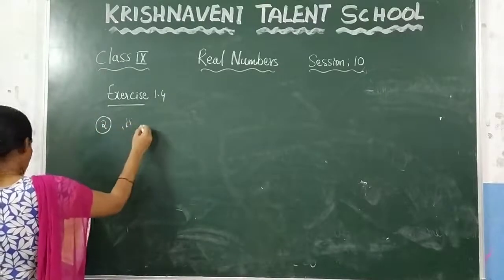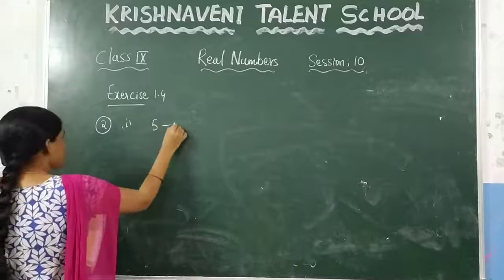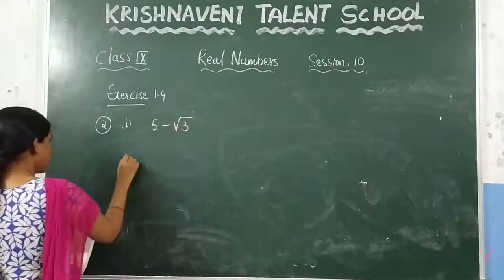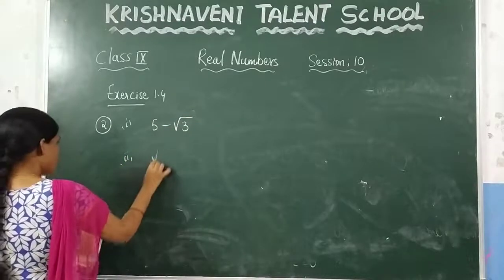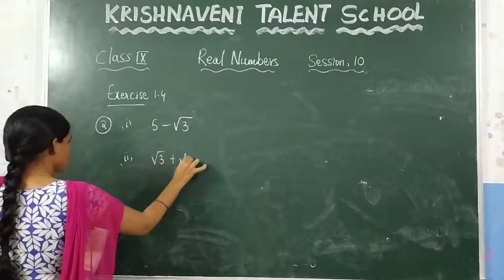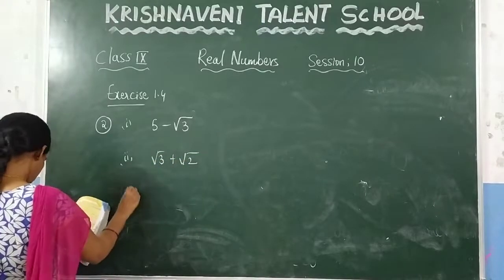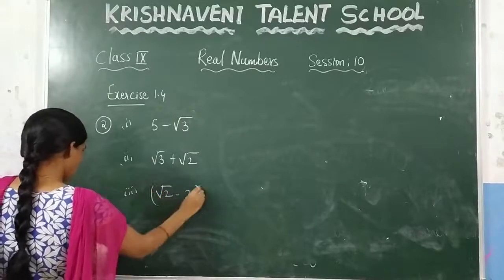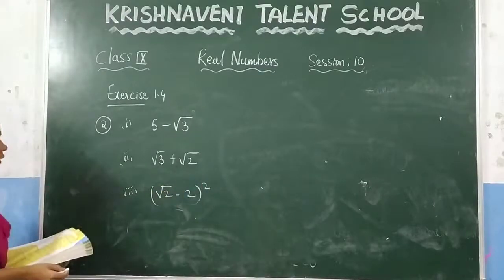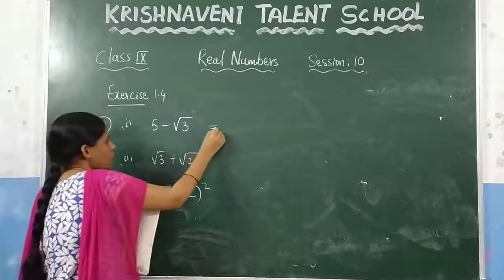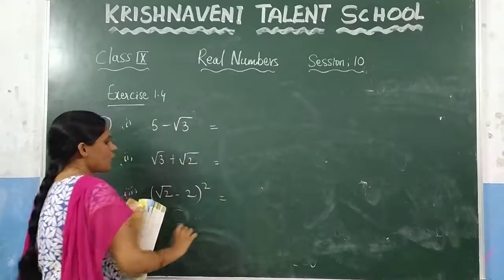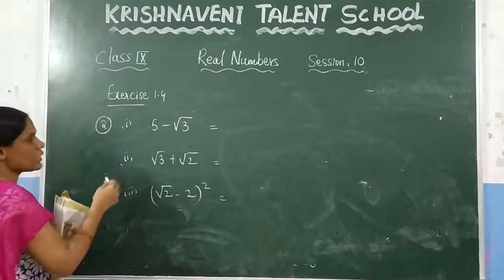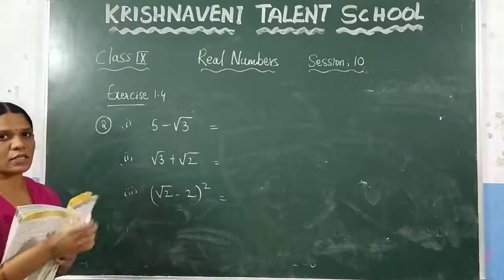In the second question, the first bit is 5 minus root 3, and the second one is root 3 plus root 2. Next, root 2 minus 2 whole square. Let us solve these three questions. Now, what is the question they have given here? You have to classify whether these numbers are rational or irrational.